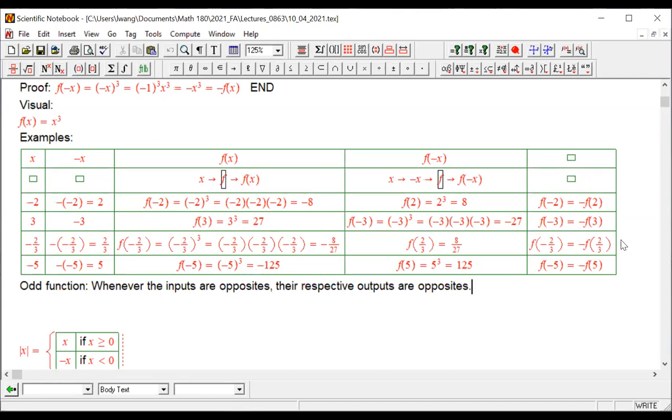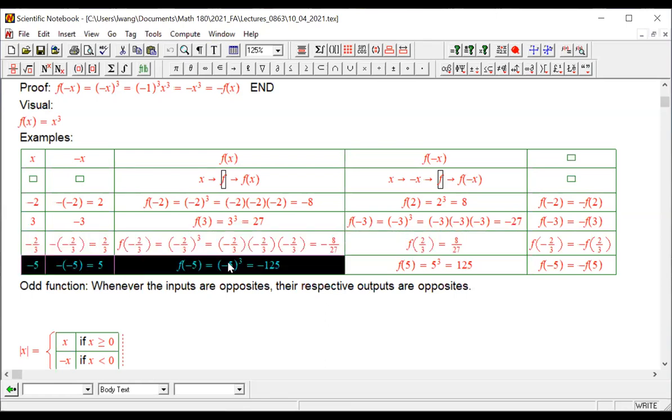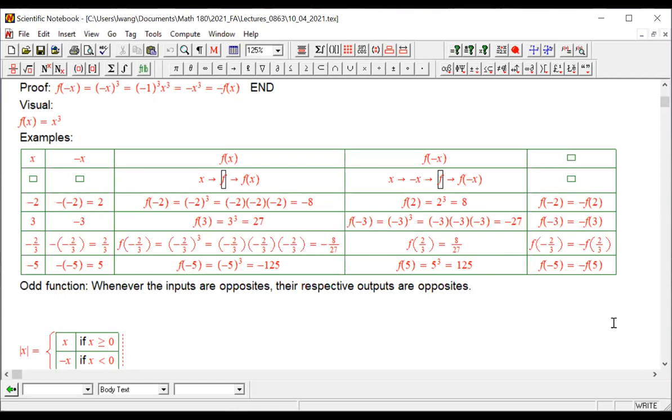Do you agree? Opposite inputs, opposite outputs. Do you see that? Do you guys see that? This is called observation. Observing. And this is true whenever. This is true always. So that's the feature of odd function. Can you say something to describe the feature of even function?